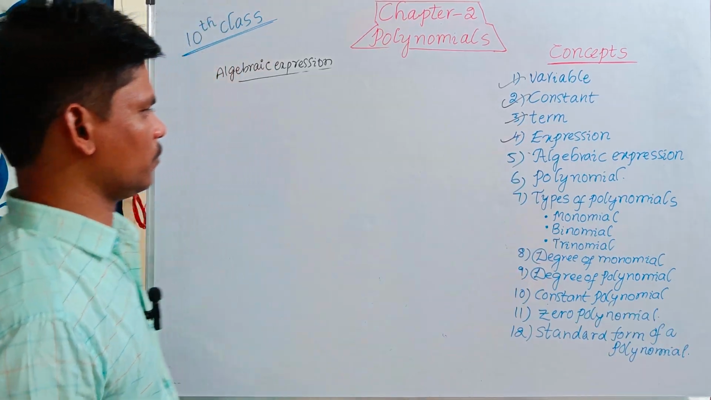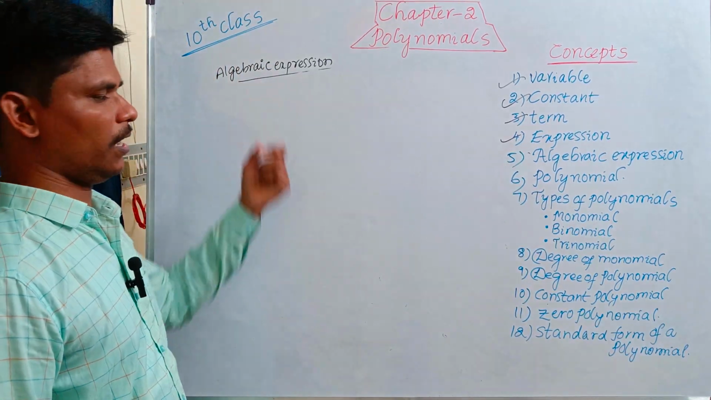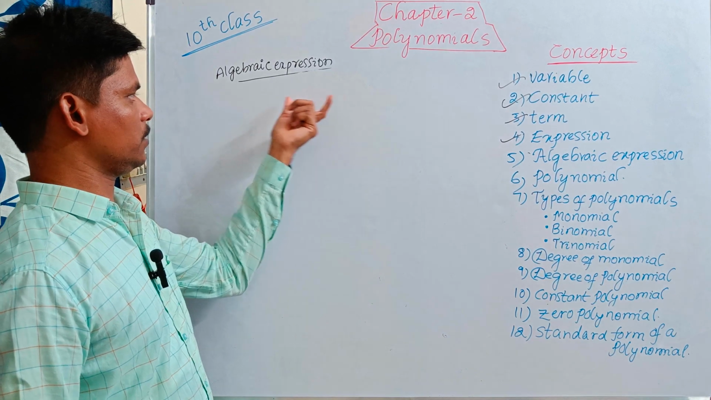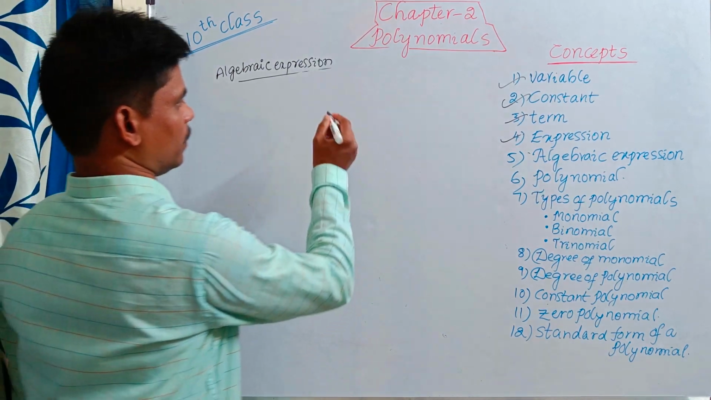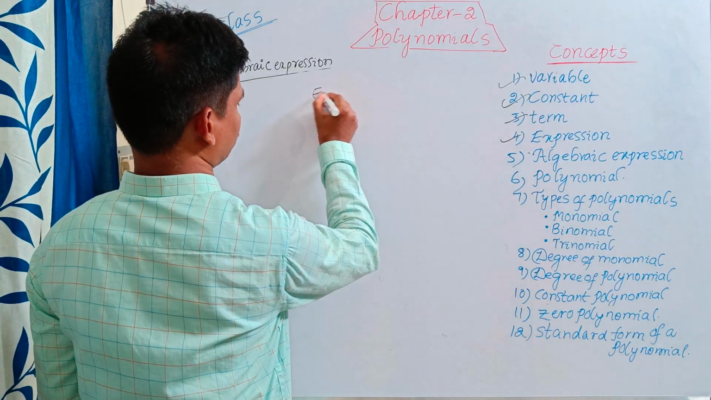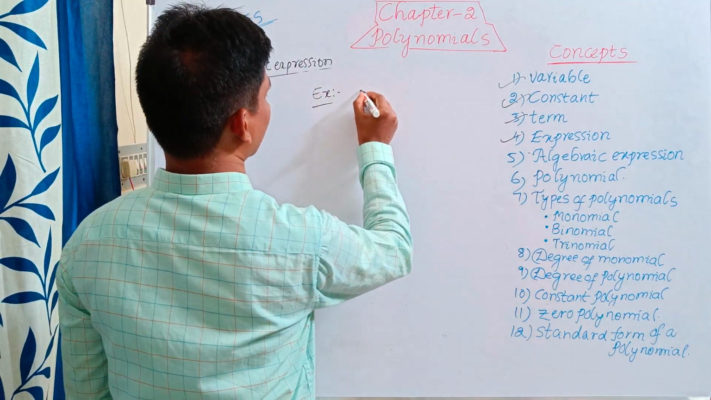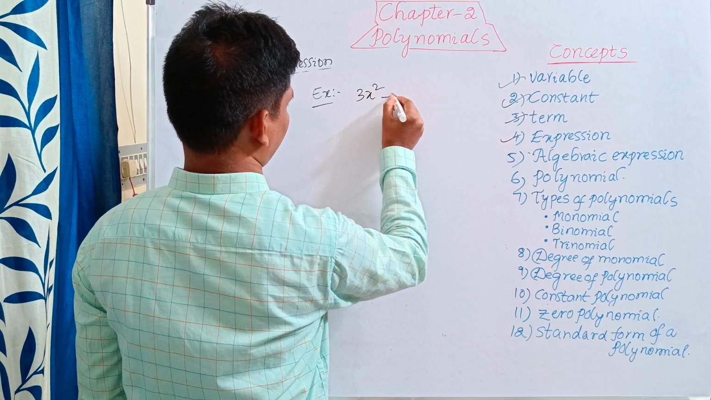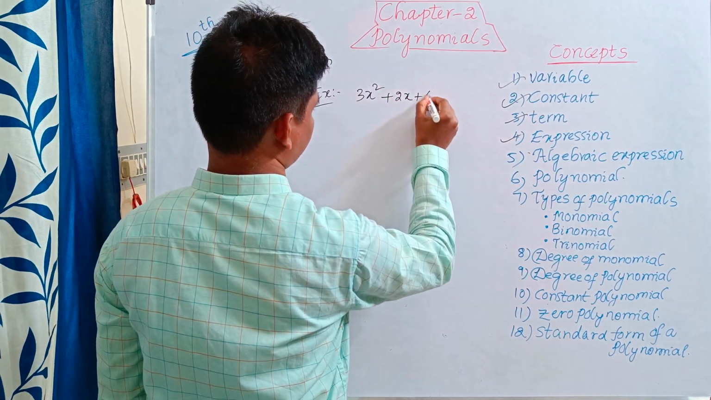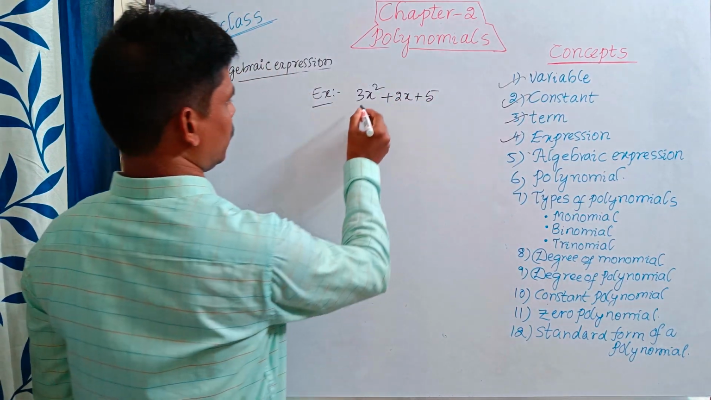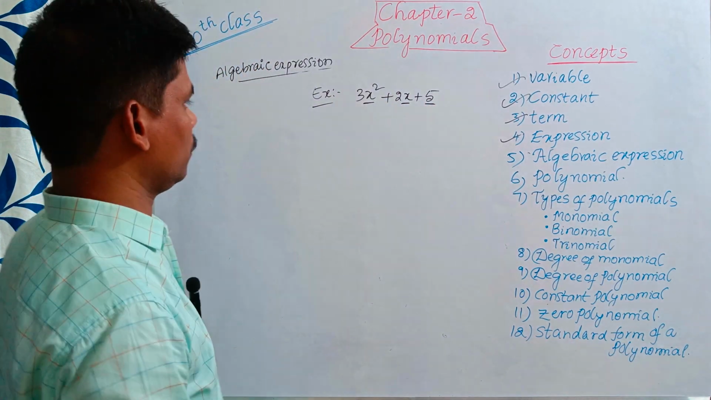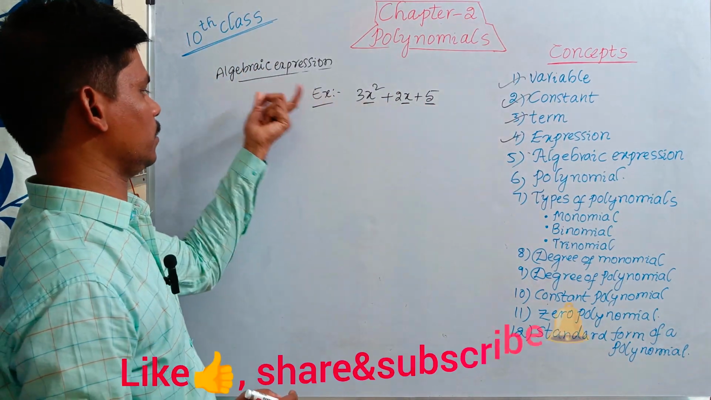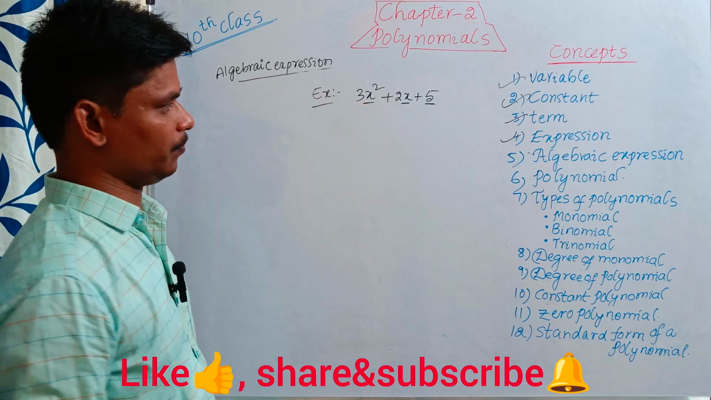Algebraic expressions. What is an algebraic expression? An algebraic expression deals with variable and constant terms. For example, 3x square plus 2x plus 5. Here this is a variable term, this is the constant term. That which deals with these is called an algebraic expression.